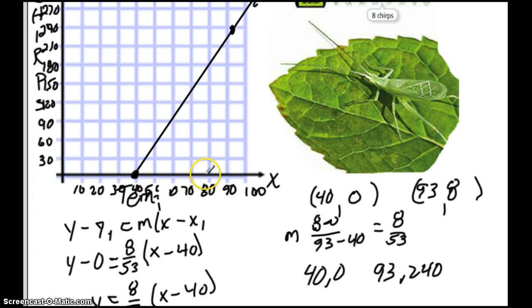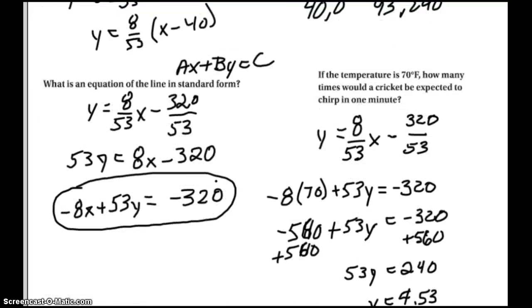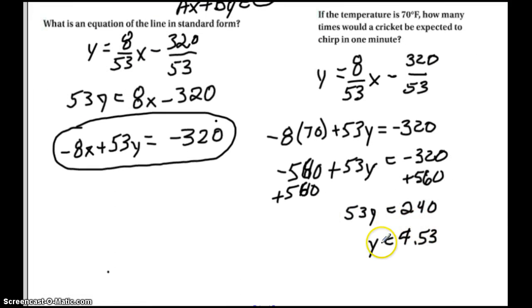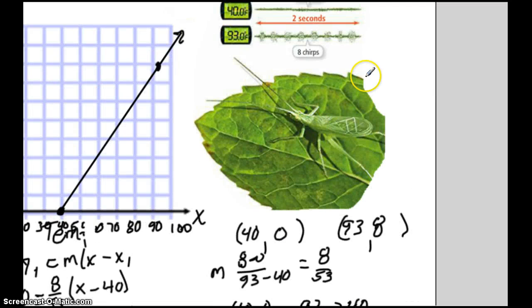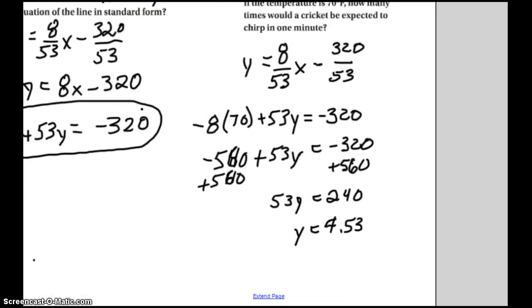Now, let's take a look at our graph, 4.53. That doesn't seem to make sense because we're thinking if we go to 75 degrees, then it's going to be somewhere, I don't know, about right in this area right here. So I don't think 4.5 is going to be our answer. However, let's take a look at what we did. We had 4.53. Remember, that's the number of chirps originally we're going to have in 2 seconds. So to find out per minute, we're going to have to multiply that times 30. And then when you do multiply that times 30, you have about 135 chirps.